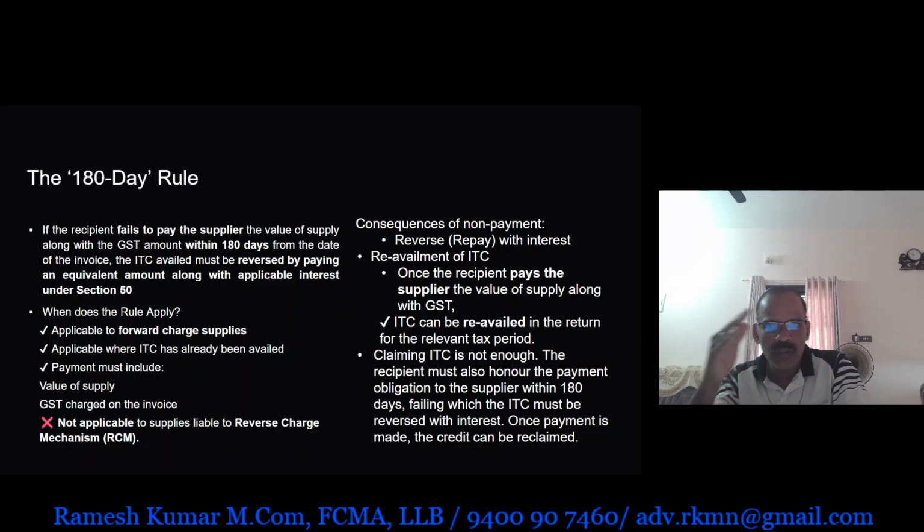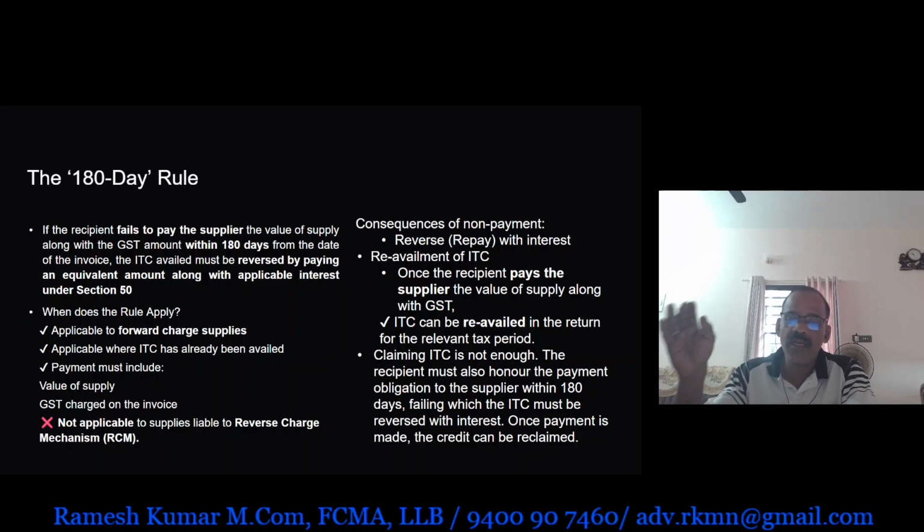That is the outer time limit before which the recipient has to make the full payment with the invoice to the supplier. Then what is the consequence if you don't make that payment? If the payment is not made within the 180 days threshold, the ITC already claimed has to be reversed along with the applicable interest, which is payable under section 50.